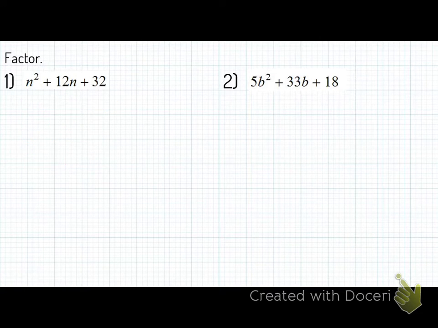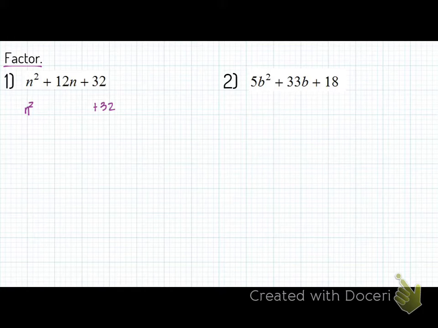Okay? One more time. So, first thing you want to do, it says factor. Read the directions. Factor means break apart. So I notice this is a trinomial. So I'm going to take the first and the last term, n squared and positive 32, and bring those down. Then I've got the middle term. I need to break that apart, but I need it to multiply.